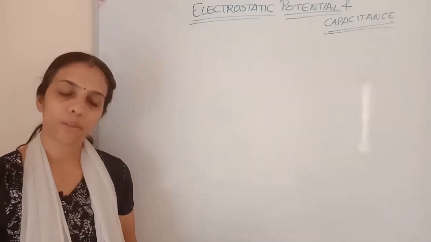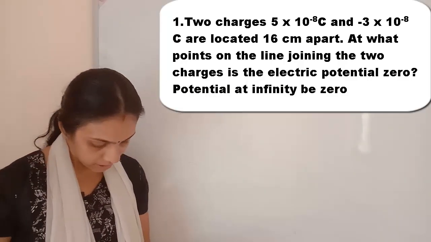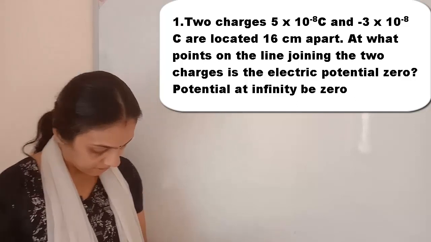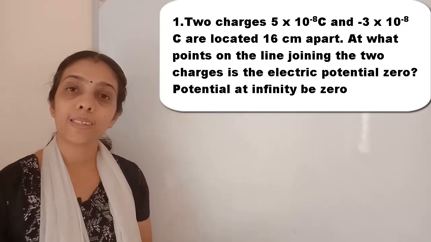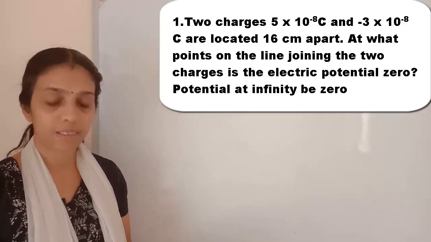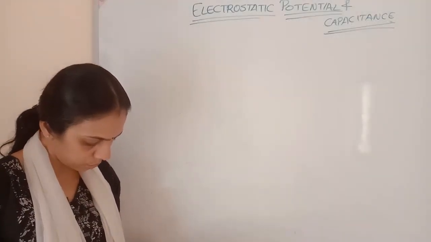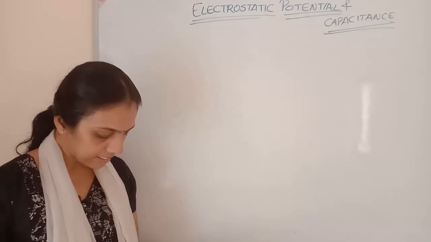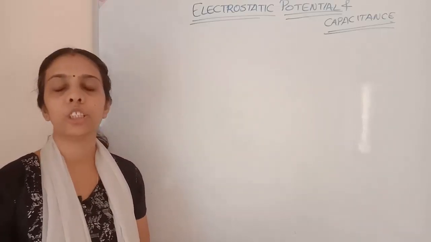Clear? The next question is: two charges 5 into 10 to the power minus 8 Coulomb and minus 3 into 10 to the power minus 8 Coulomb are located 16 centimeter apart. So those two charges are at a distance of 16 centimeter. At what points on the line joining the two charges is the electric potential 0? Take the potential at infinity to be 0.